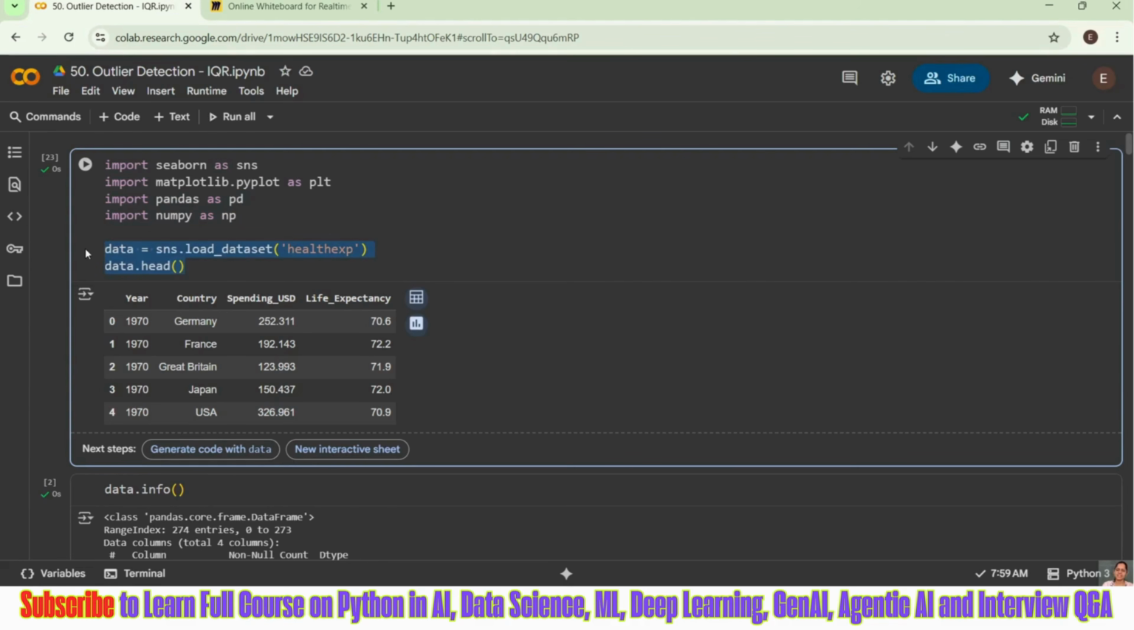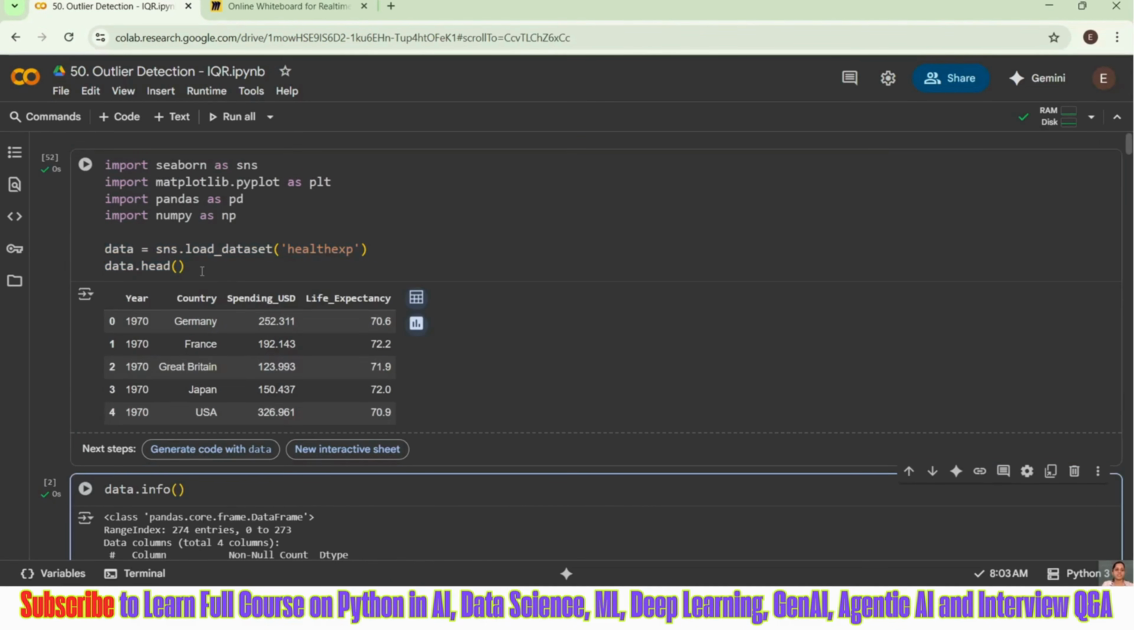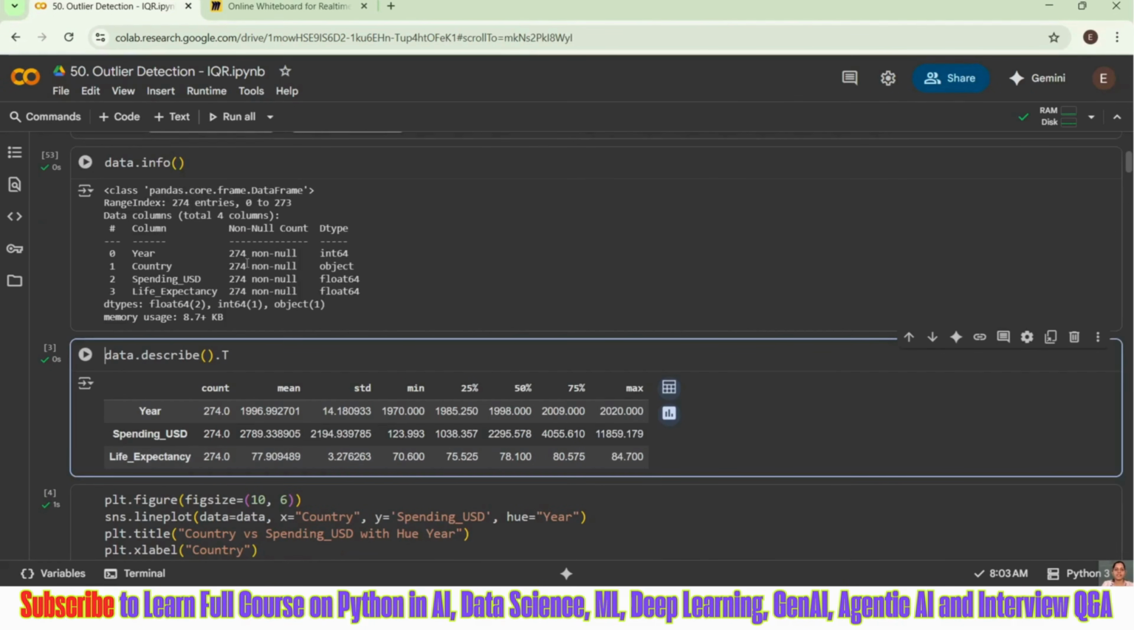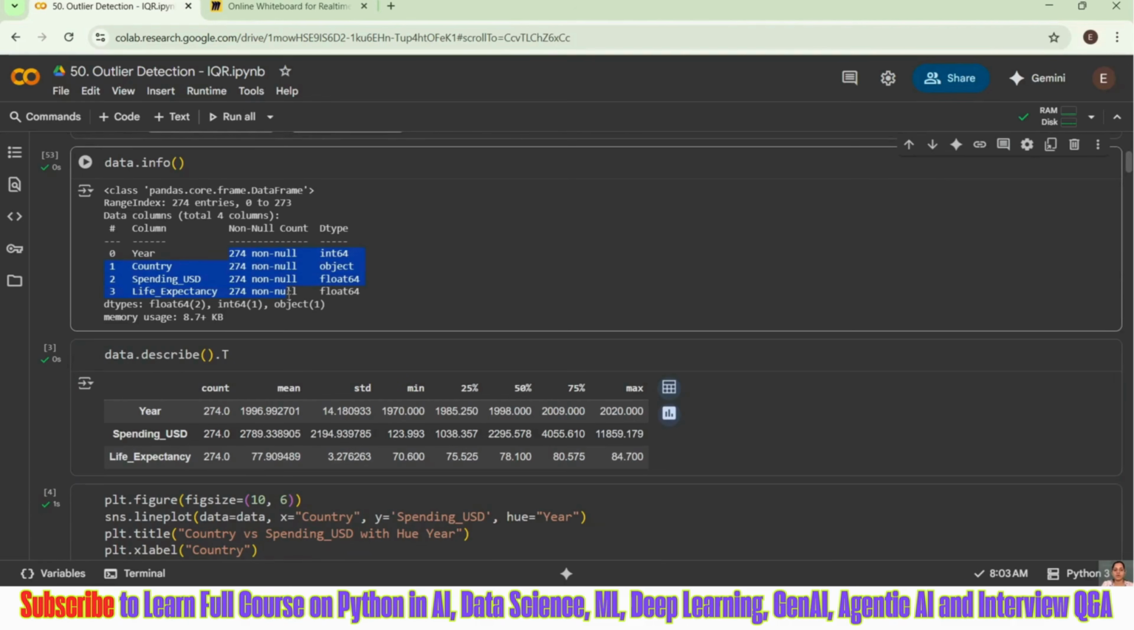Then again the same example I have taken, the one which I explained through the Z-score method. Everything is the same. The only thing is I want to show you the difference between Z-score and IQR. Here I am loading my data set, and you can see these are the four features we have: year, country, spending USD, life expectancy. I am getting my data info, and it is telling me that I do not have any non-null values, and I have these kinds of data types: int, object, float.